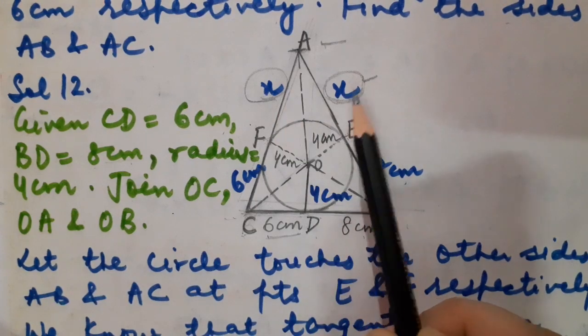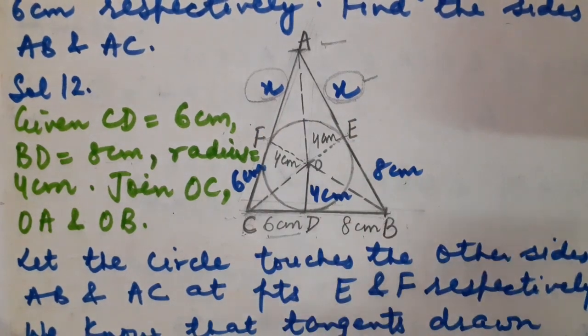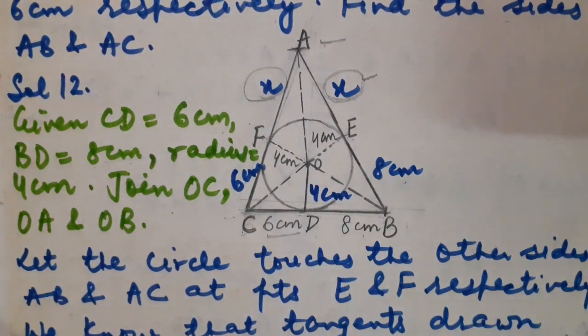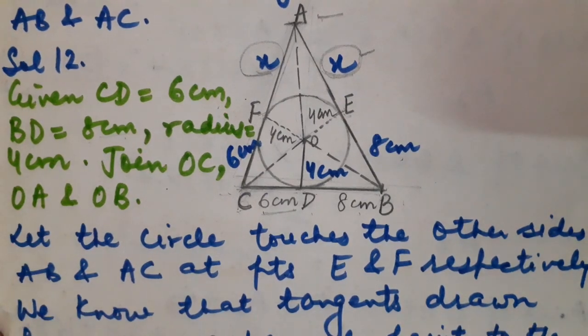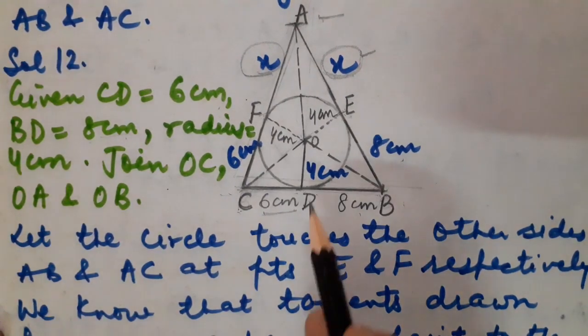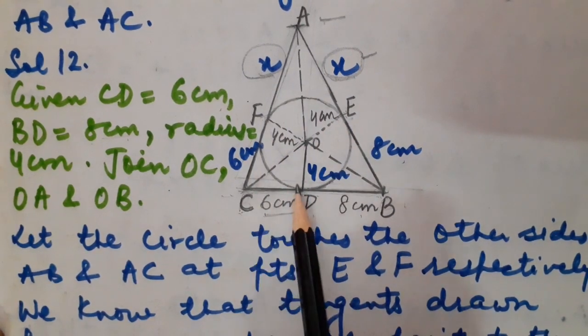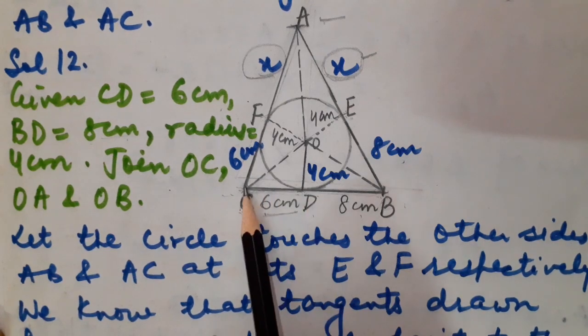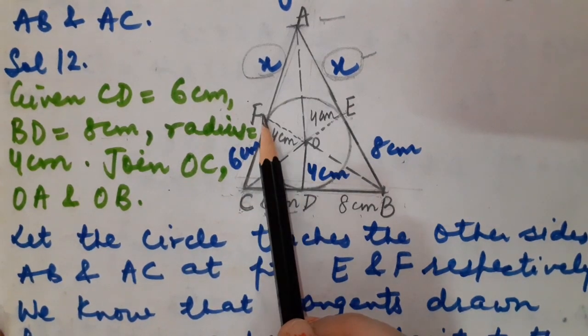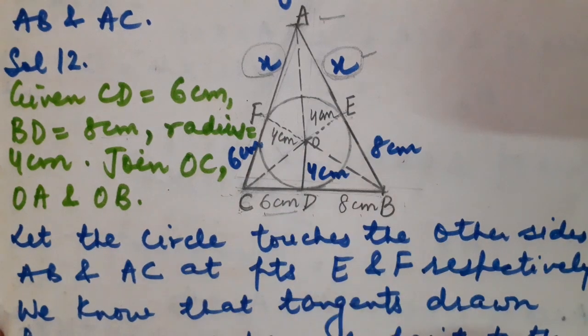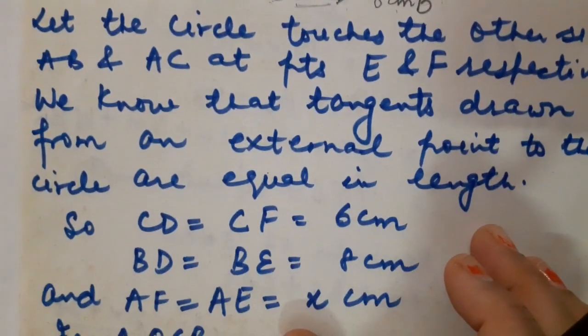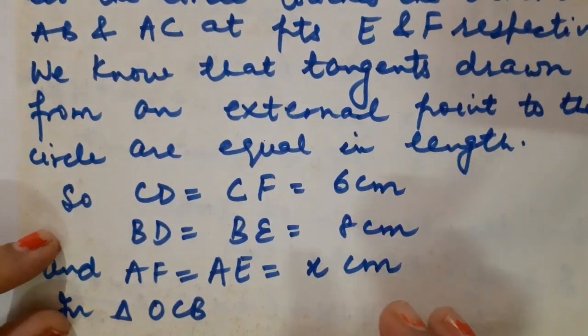So if A is equal to X, then AF will also be equal to X centimeter. So children, have you noticed one thing? Whenever this concept of circumscribing the circle comes, I always apply theorem 10.2, that the length of the tangent from the external point to the point of contact is equal. Fine children.